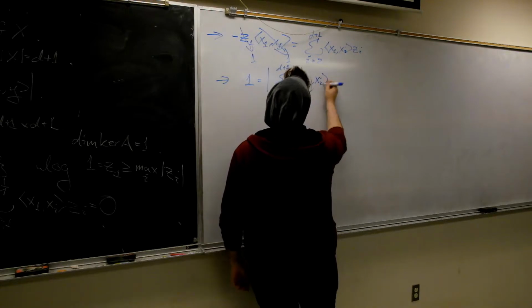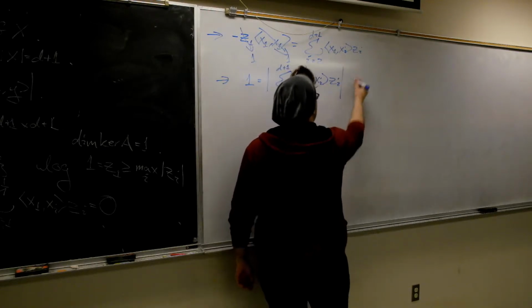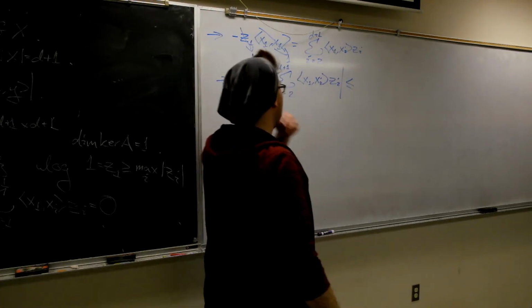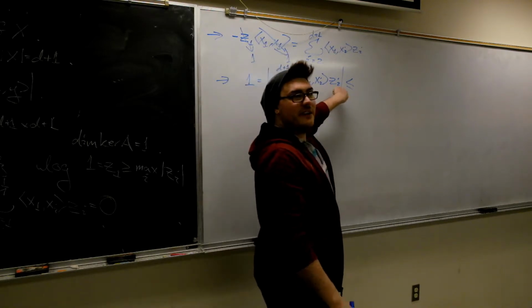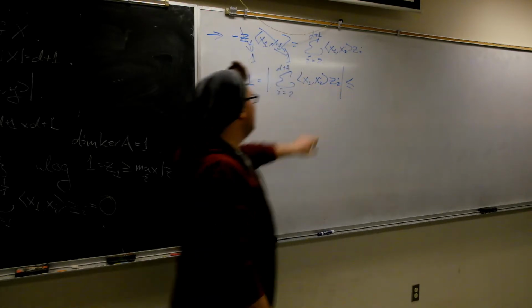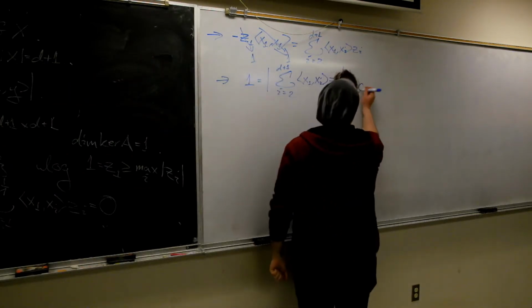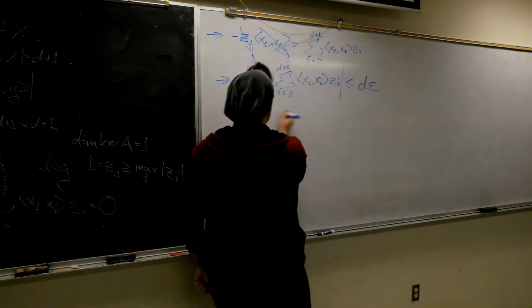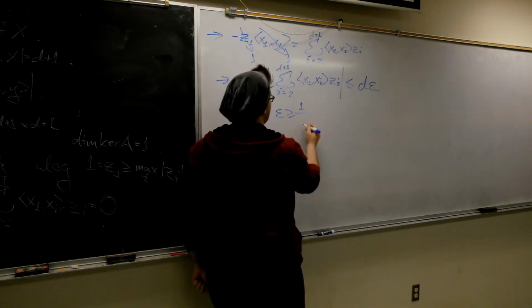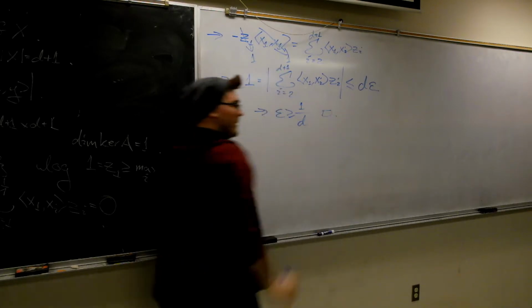The sum of the inner product of x1 with xi, times zi, is less than or equal to, well now let's look. All the zi's are at most 1 in absolute value. These are off-diagonal entries of the Gram matrix, so they're all at most epsilon. And there are d of them. It tells me that epsilon is at least 1 over d. We're good.